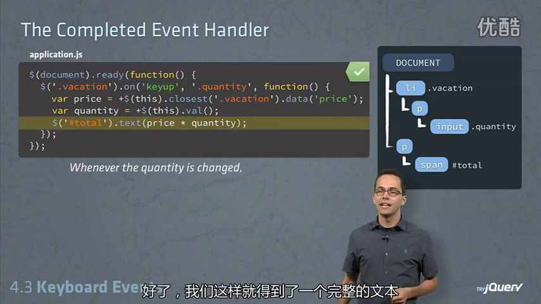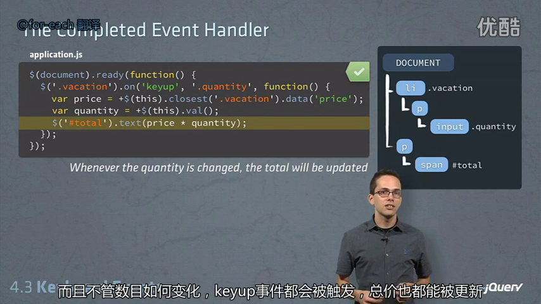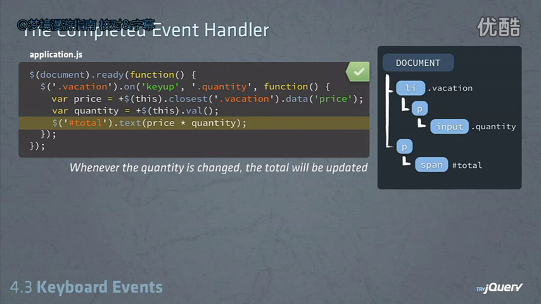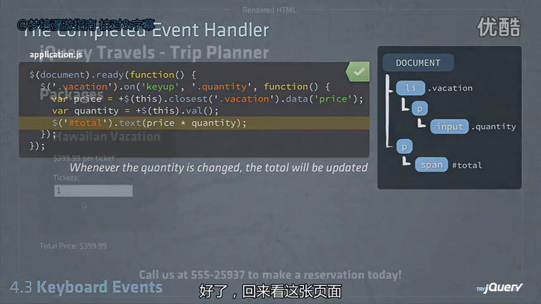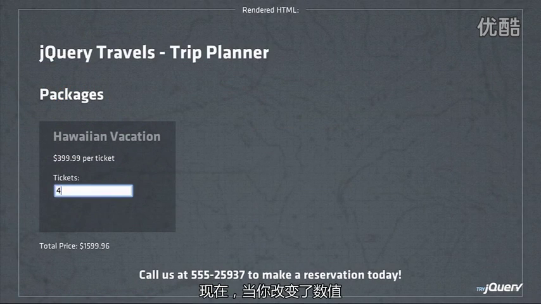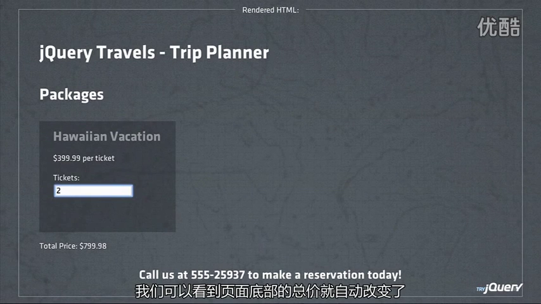Alright, so now we have our completed code, and whenever that quantity is changed, the key up event will trigger and our total will get updated. So here's our web page again, and now if we update the quantity, we can see the total getting updated at the bottom of the page.